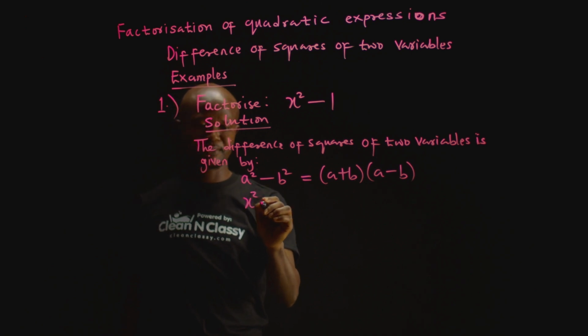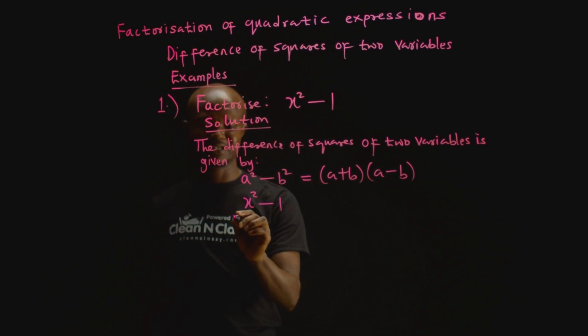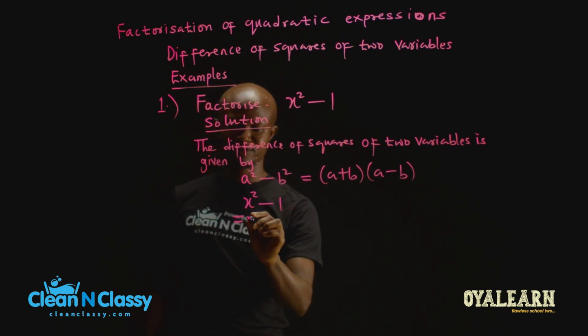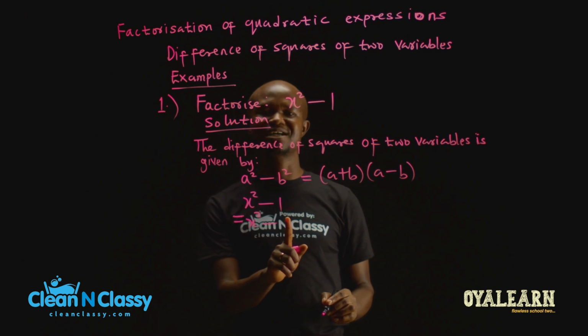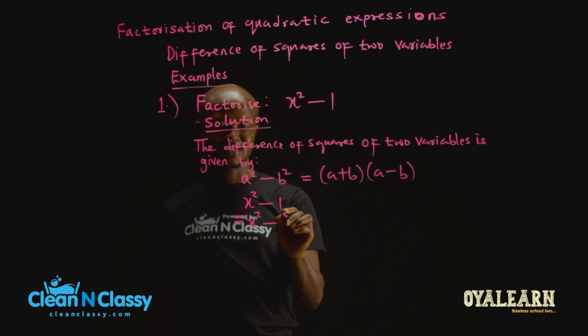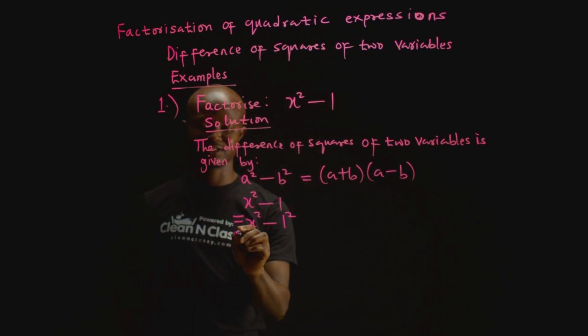Now, s squared minus 1. We can write this in the form of s squared minus what? How can you write 1? 1 is the same thing as 1 times 1. That is 1 squared.